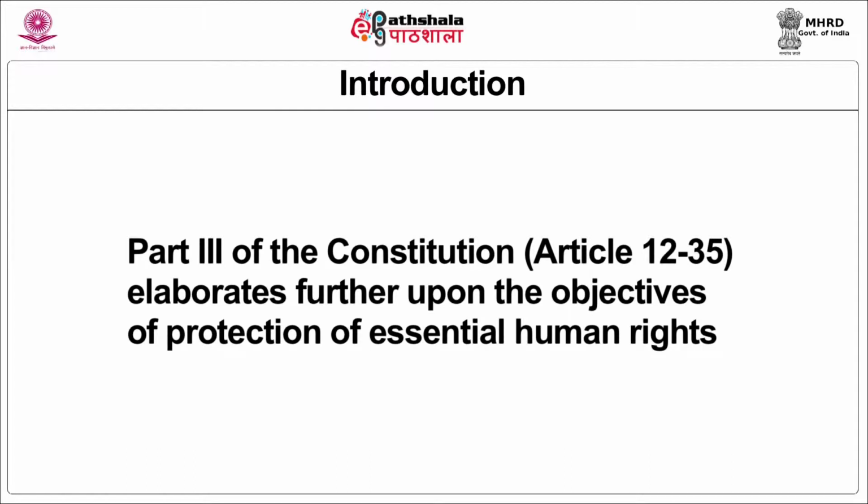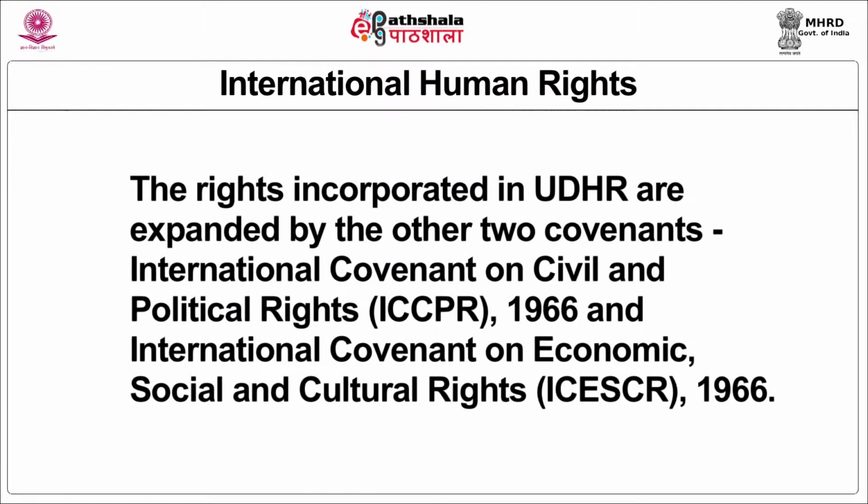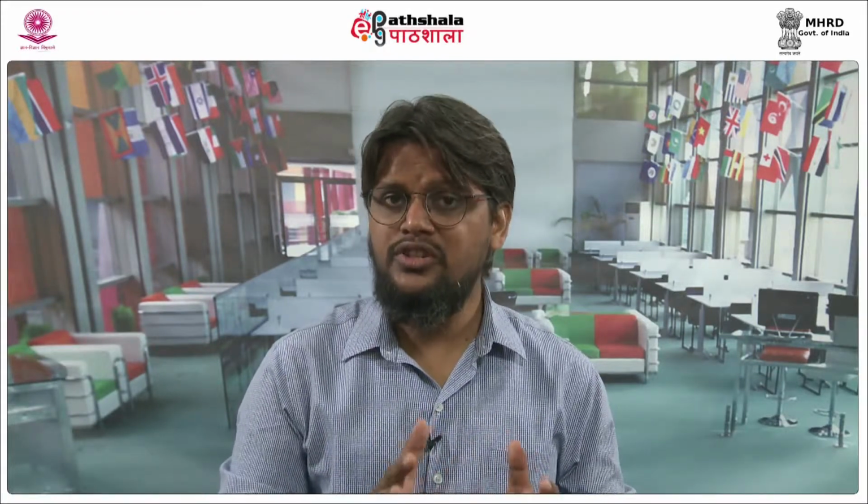It was also an encouragement for all the states to value certain identifiable and basic rights of the people within a state. The rights incorporated in the Universal Declaration of Human Rights, which are further expanded by the other two covenants, International Covenant on Civil and Political Rights, also known as ICCPR 1966, and International Covenant on Economic, Social and Cultural Rights, also known as ICESCR 1966, are legally binding on all those states which are parties to the treaties. Together, these three international instruments, the Universal Declaration of Human Rights, ICCPR and ICESCR, constitute the International Bill of Rights.